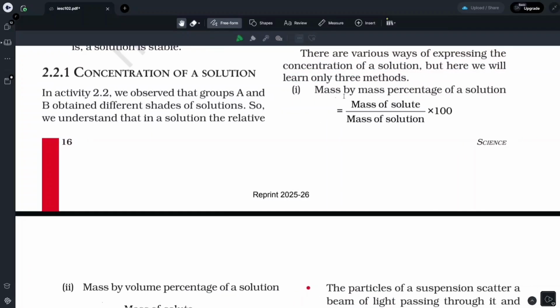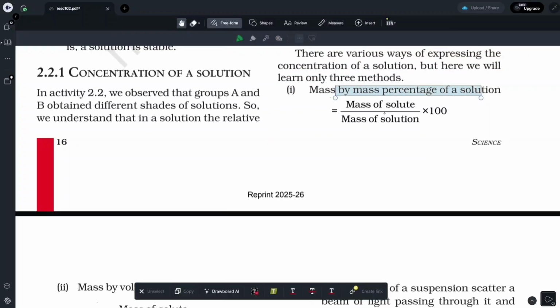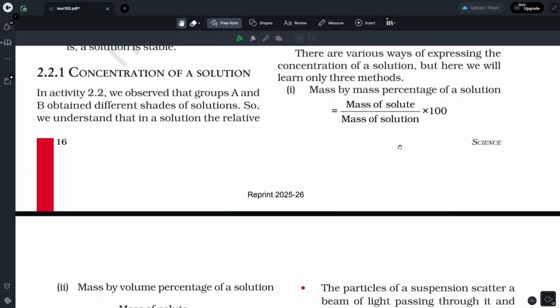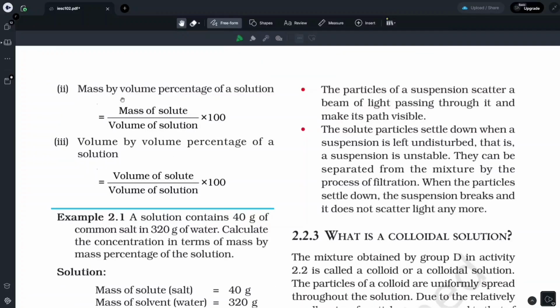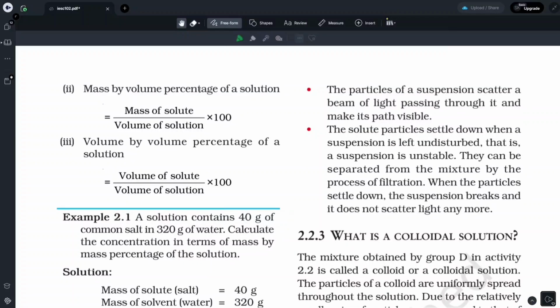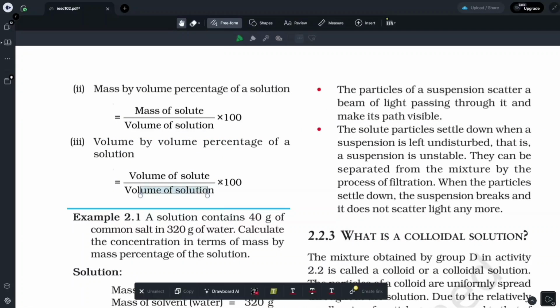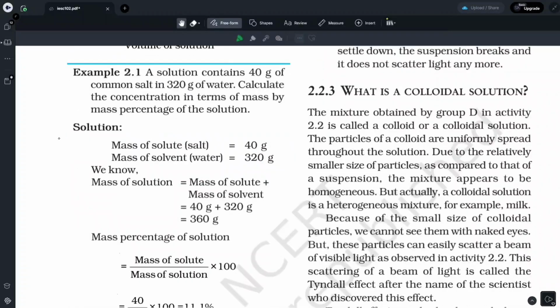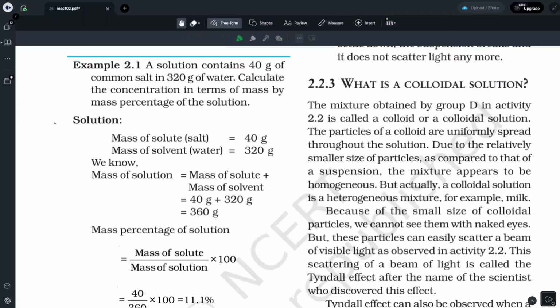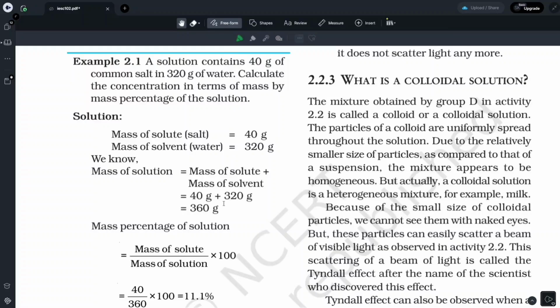First, mass by mass percentage of a solution, which equals mass of solute divided by mass of solution, multiplied by 100. Second, mass by volume percentage of a solution equals mass of solute divided by volume of solution, multiplied by 100. Third, volume by volume percentage of a solution equals volume of solute divided by volume of solution, multiplied by 100. So pause the video and try to solve this question. Example 2.1.